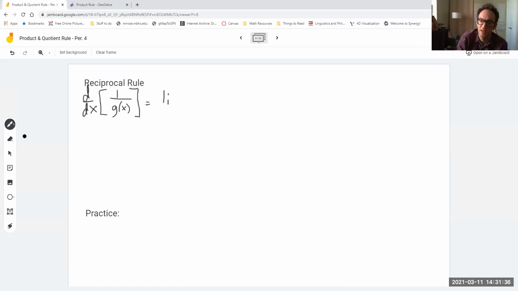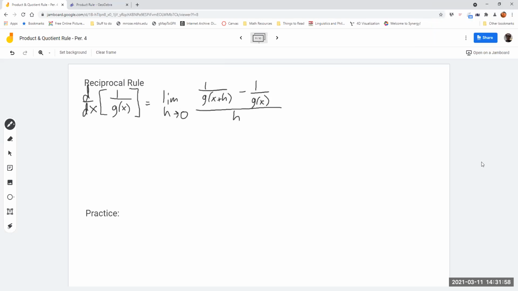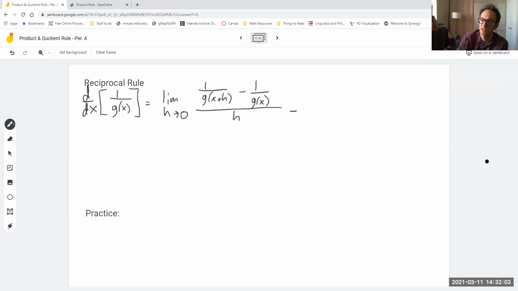I can't think of anything to do, so I'm going to just go back to the definition of the derivative. So this becomes the limit as h goes to 0 of 1 over g of x plus h minus 1 over g of x, all over h. Agree? Okay, well, now what? We have a lot of skills regarding limits, so maybe it's obvious what to do next.